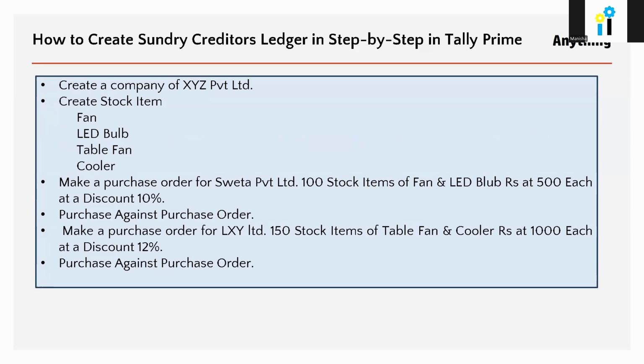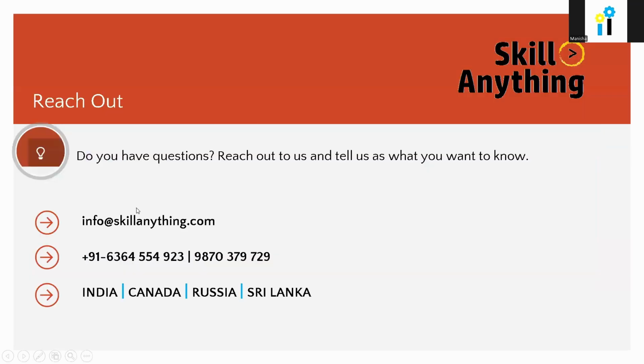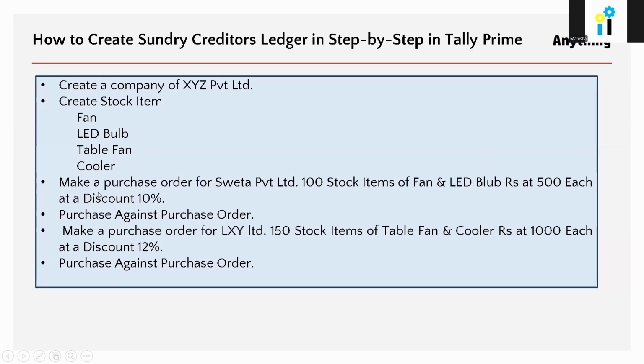I have already explained how to create a company and the stock items in the previous video, so we will not go through the first two questions. The third question is to make a purchase order from Shweta Private Limited. Shweta is a sundry creditor of XYZ Private Limited, so we'll create the ledger for Shweta Private Limited.